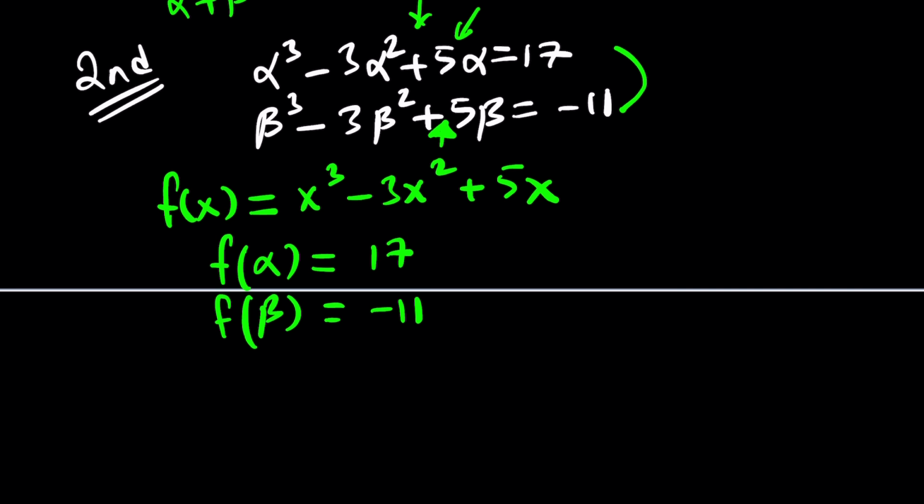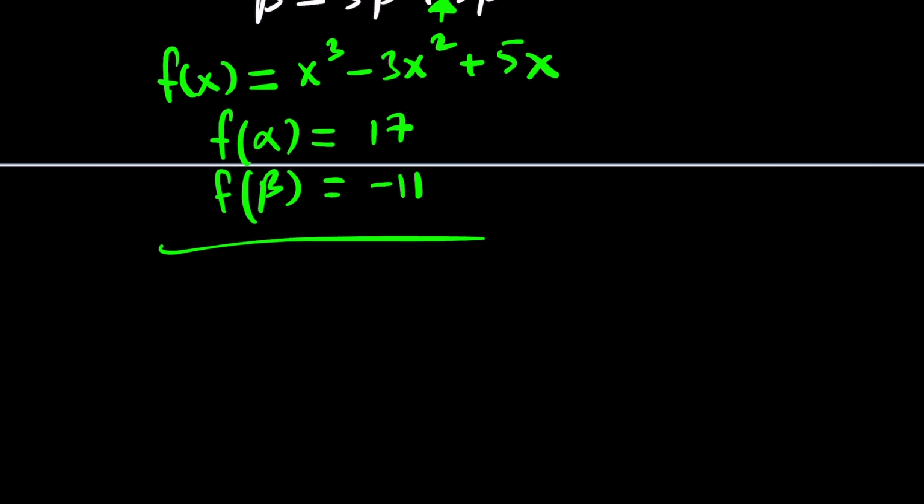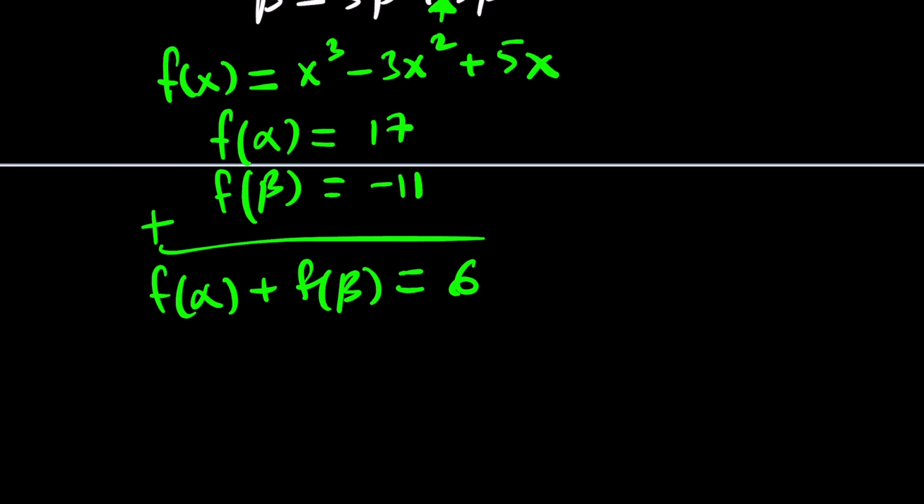You're probably asking, what is so good about this, right? Well, let's go ahead and add these up, and you might be questioning, why are we adding them? Because we're going to try to find a pattern. So we know that f of alpha plus f of beta is 6. The question is then, can you find alpha plus beta from here? That's what this problem is basically asking for, and that's what we're going to try to do.